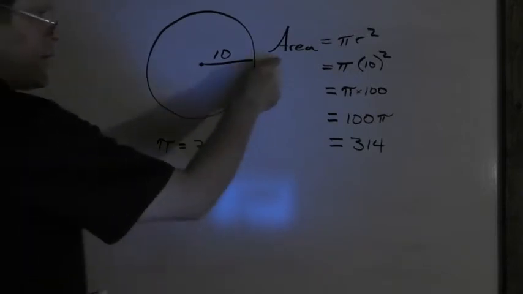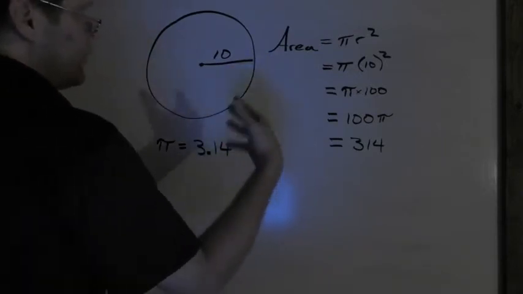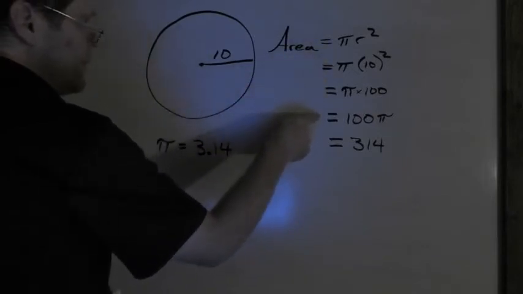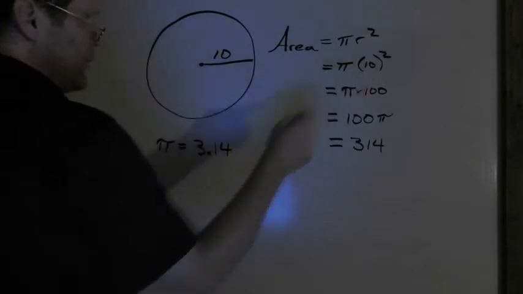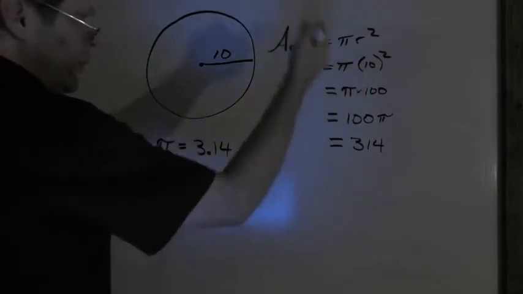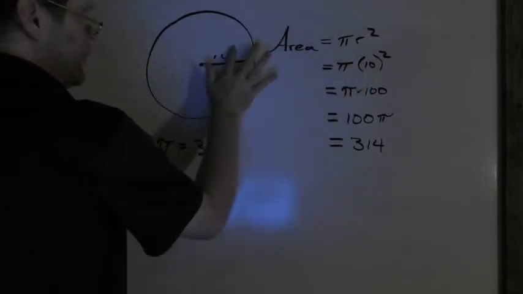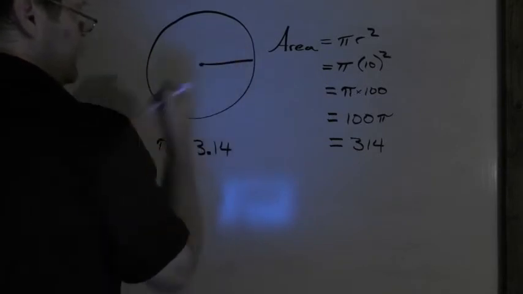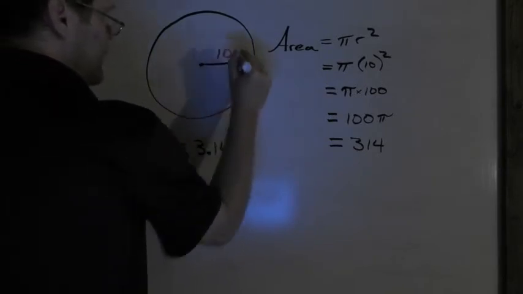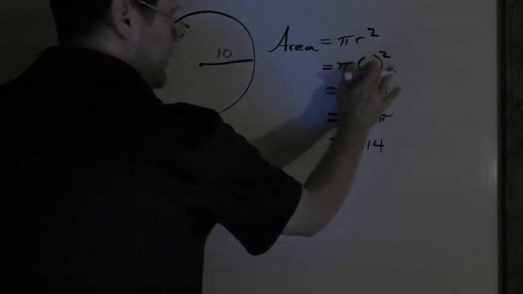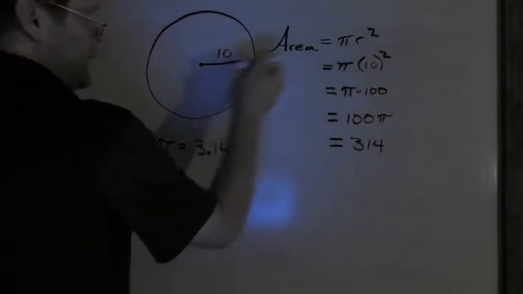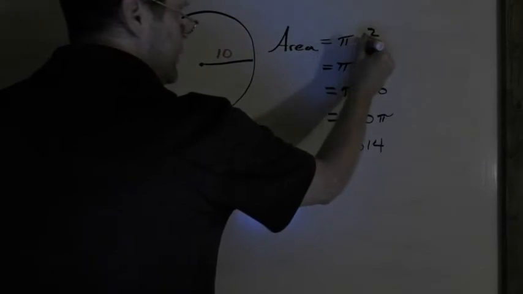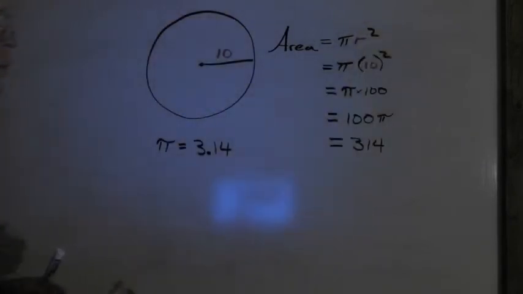When we're doing these area problems with a circle, we're usually going to follow these same steps. We know the radius goes right in here. We work through the problem. So once again, this was a 10 here, that became a 10 here, because this 10 was our radius right there.